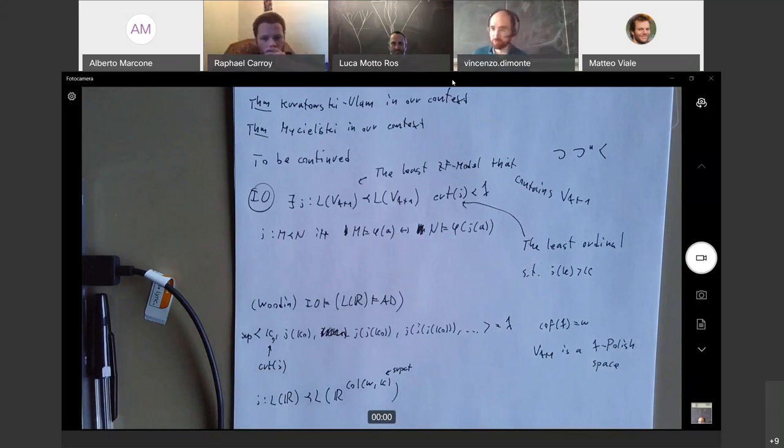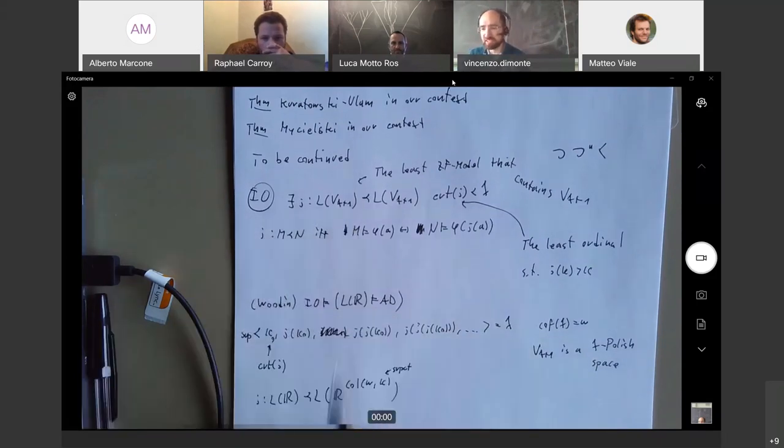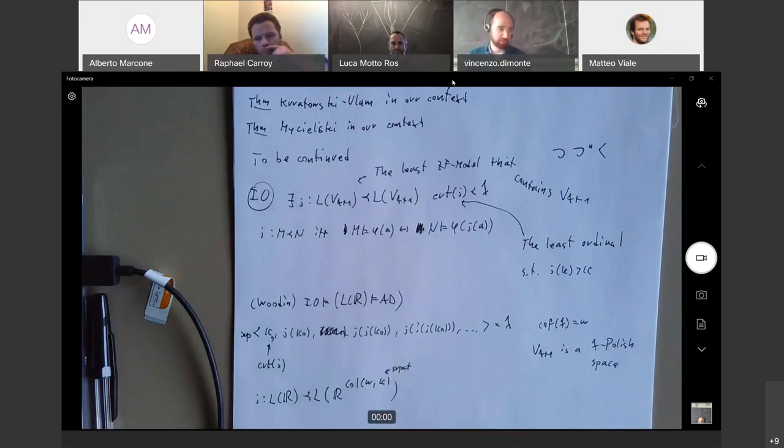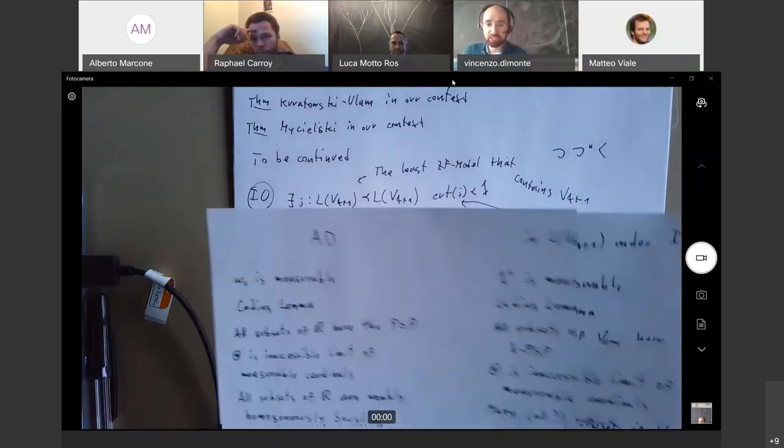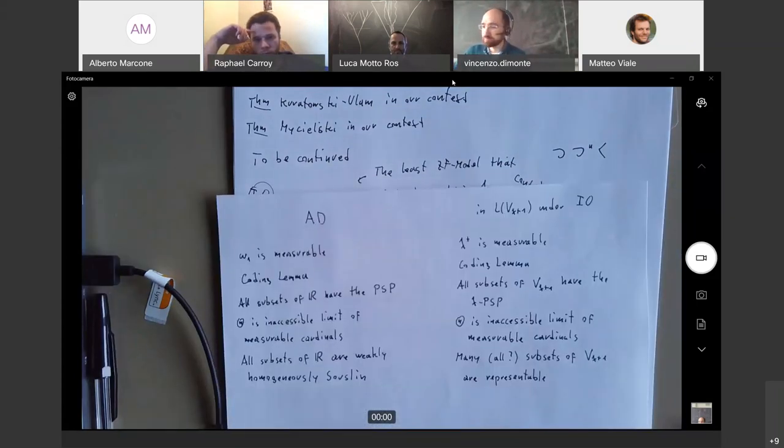This is our aesthetics. This is what we want. We want similarities. Now we have a lambda-Polish space, V_{lambda+1}, and L(V_{lambda+1}) is sort of like L(R), and there is AD in the middle, the axiom of determinacy. So we have more similarities. Here they are. Okay.